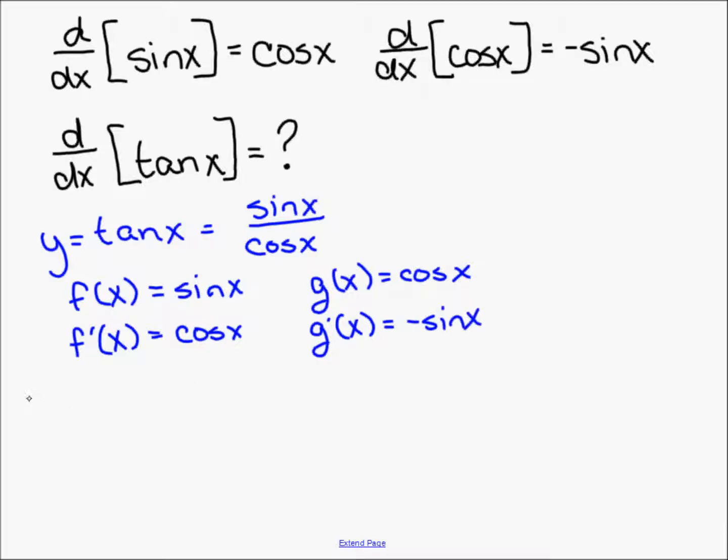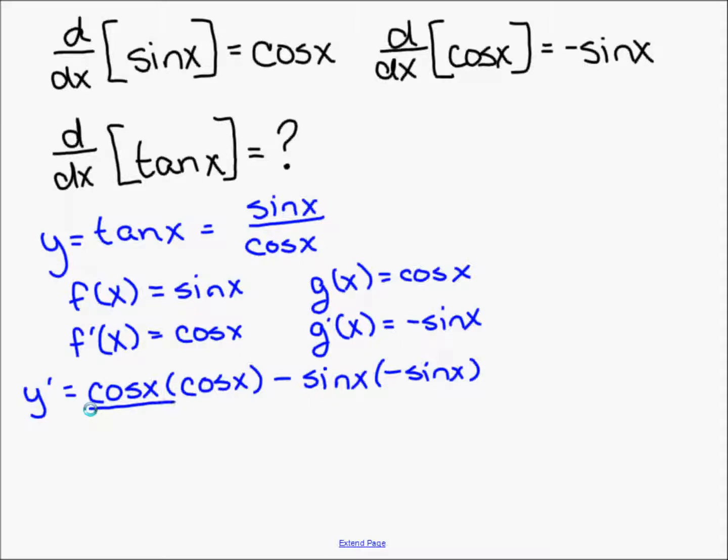Now I'm going to apply my quotient rule using that little mnemonic that we learned in class. So I have low d high, meaning low times the derivative of the high, so cosine x times cosine x, minus high d low, high times the derivative of the low, sine x times negative sine x. Then I divide that by low squared, so it's going to be cosine squared x.